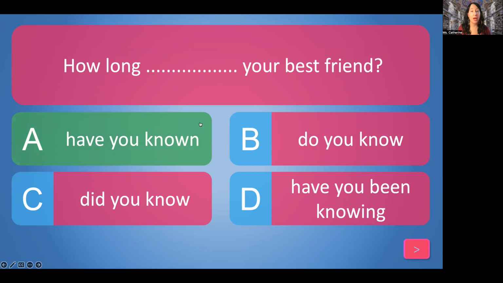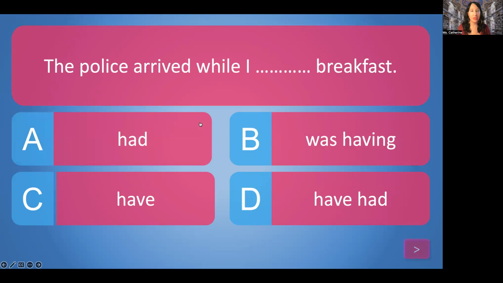So when we're talking about how long knowing your best friend, we are talking about the past up to now. I know a lot of people would say, have you been knowing? Well, it doesn't really make sense. We wouldn't continually ask that because of the clue word, how long. Actually, long is the duration, and we're asking the question, how. Good job, everyone.